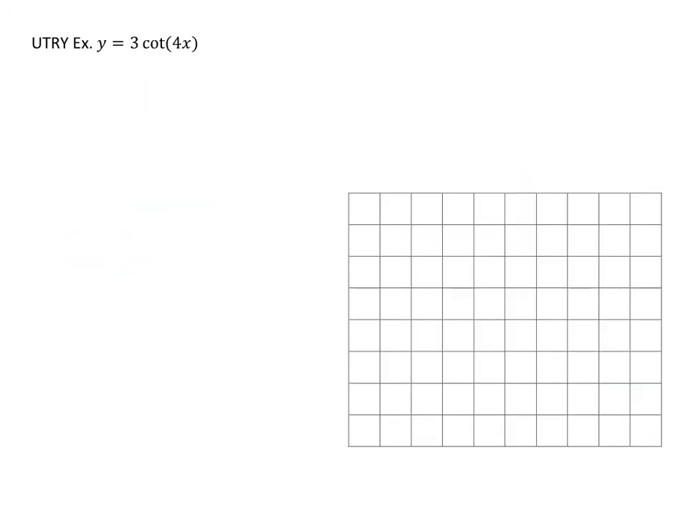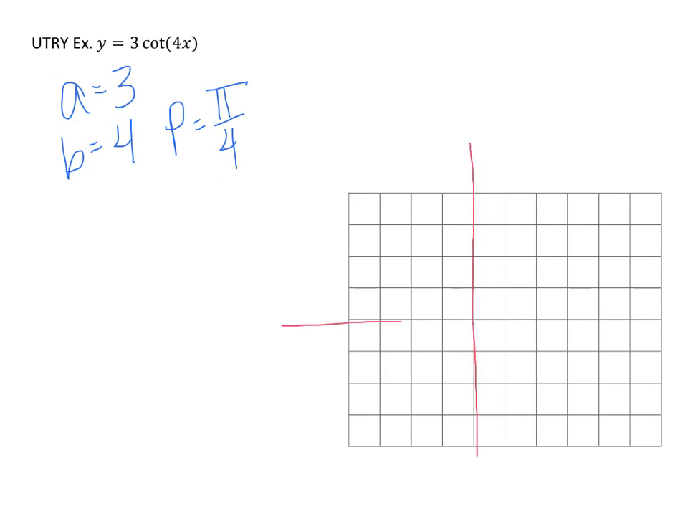Try this one out so you know if you're ready for tomorrow. Amplitude is 3, B is 4, so P is pi over 4. Okay, x and y axis. Didn't move left or right, so my asymptote is still on the y axis. I've got to go 1/4 pi before I get to my other asymptote, so I'm going to space those out appropriately.